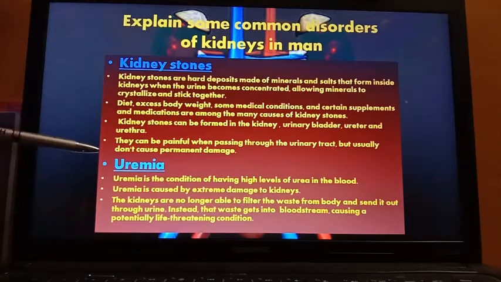Next disorder related to the urinary system is uremia. Uremia is the condition of having high levels of urea in the blood. Uremia is caused by extreme damage to kidneys. The kidneys are no longer able to filter the waste from the body and send it out through urine. Instead, those waste products get into the bloodstream, causing a potentially life-threatening condition.